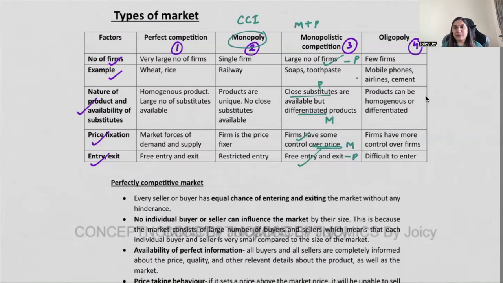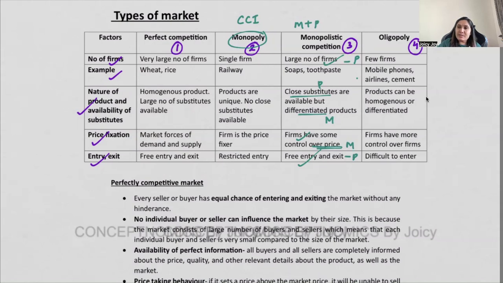Next, we have oligopoly. Oligopoly is different from monopolistic competition in the sense that in oligopoly, there are not as many firms as in perfect competition or monopolistic competition. The number of firms is few and products are either homogeneous or differentiated. Firms have more control over prices and entry is a little difficult. All these features combine together to create oligopoly.